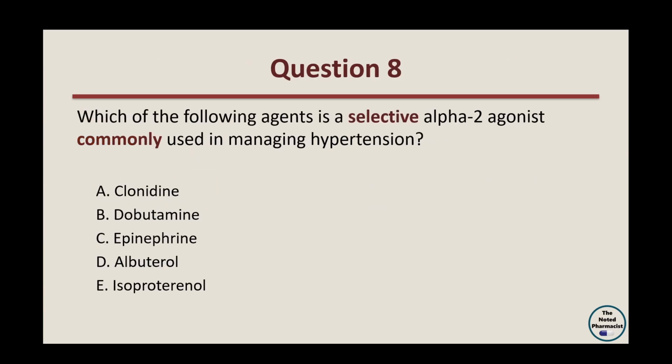Question 8. Which of the following agents is a selective alpha-2 agonist commonly used in managing hypertension? Option A, clonidine. Option B, dobutamine. Option C, epinephrine. Option D, albuterol. Option E, isoproterenol.